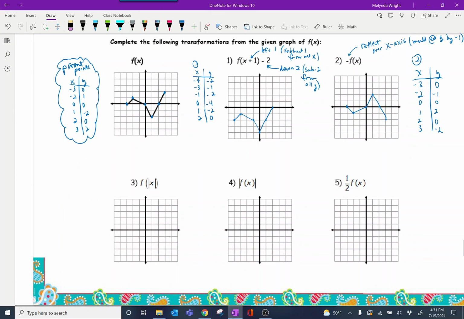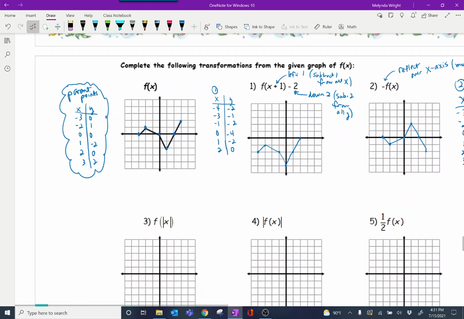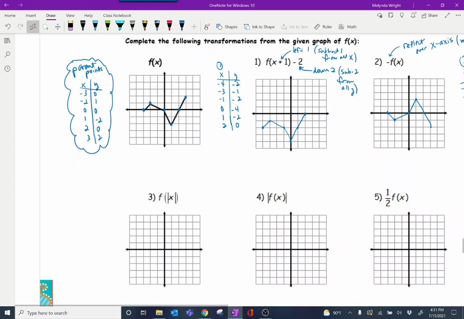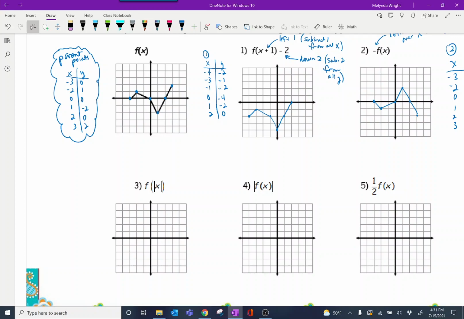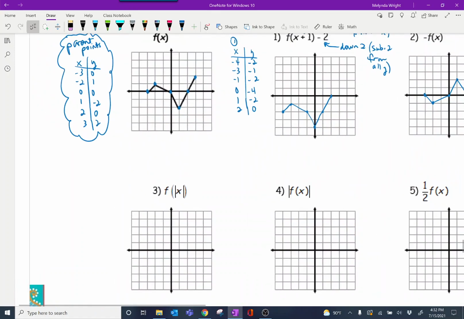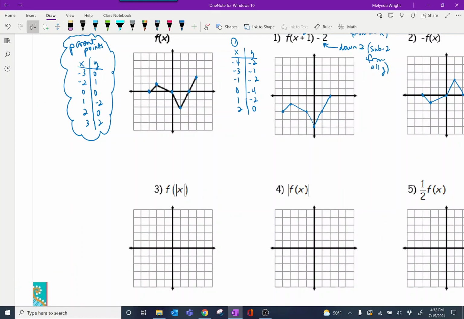Okay, now, number 3 is like the hardest one ever. So let's skip that one for just a moment. When you do the opposite value inside of the x, that's like the hardest one. So we're going to do that one last. Let's do number 4 and 5, and then we'll come back to number 3 because that one is a little bit crazy. So let's look at number 4, what's happening here.